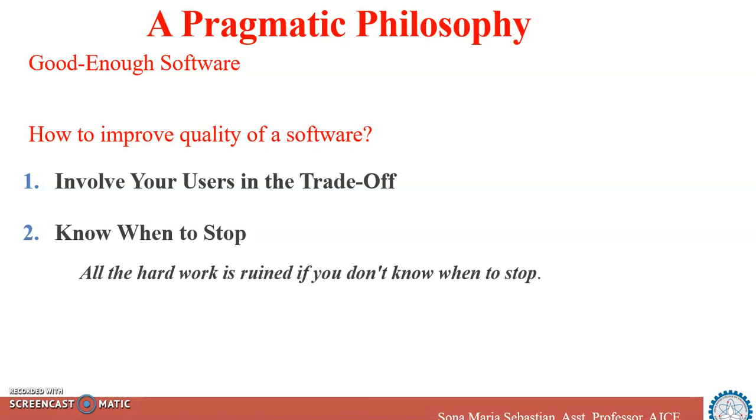The second point to improve the quality of software is know when to stop. This means don't spoil a good program by over elaboration and over refinement. Once the software passes the user acceptance criteria and all the requirements are met, then stop working on it. It is better not to add additional layers or specifications. In brief, we can say all the hard work is ruined if you don't know when to stop.